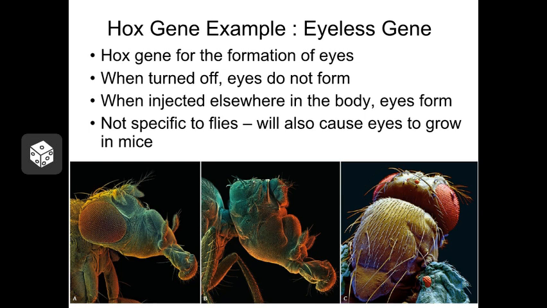Now, the fly can't see out of that eye. It's too tiny, and it's on the wing. It would be flapping around all the time. But it's kind of an interesting proof of concept.